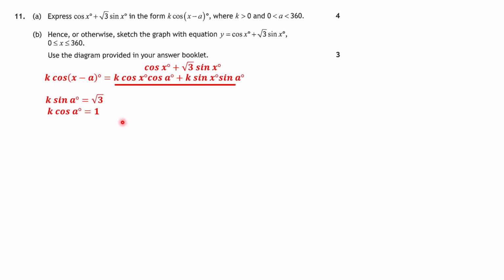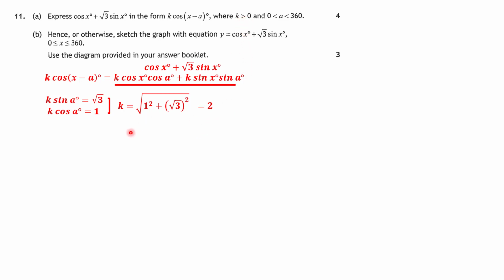So to find k, we just find the square root of this squared plus that squared. So 1 squared is 1, root 3 squared is 3, 3 and 1 is 4, so the answer is going to be root 4, which is 2. So k equals 2, and that's a positive number.